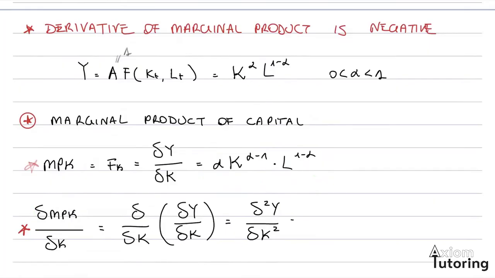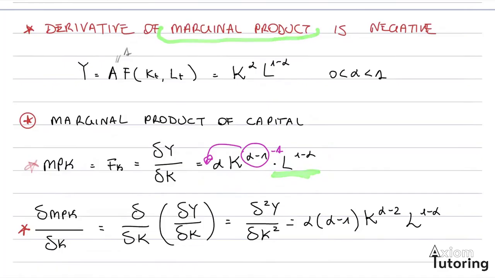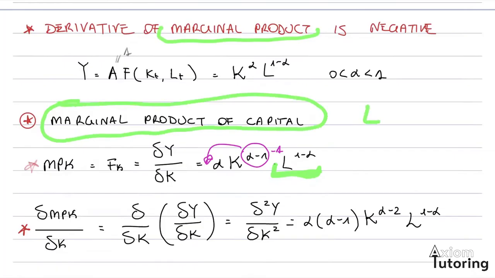Following the chain rule, we know that we need to bring down the exponent and subtract 1 from it, so that our result is going to look like alpha times (alpha minus 1), which multiplies k to the power of alpha minus 2 and L to the power of 1 minus alpha. And we know that L doesn't change because when we measure the marginal product, we keep the other factor input constant. In this case, we are measuring the marginal product of capital, hence we keep labor constant.